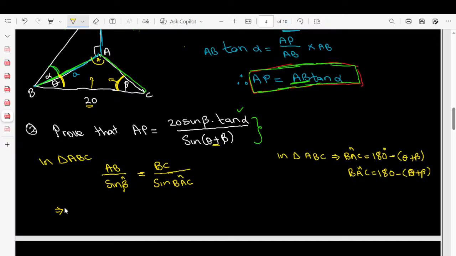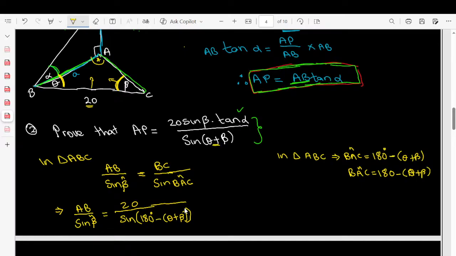All right, so look at this now. This is nice. I know that AB is what I'm looking for, and then I'm just going to write this as AB over the sine of angle beta is equal to BC, which is given as 20, divided by the sine of that angle, which is 180 degrees minus, inside the bracket, theta plus alpha. I hope everything is good so far, né? I hope no one is lost. We just calculated the angle and we substituted the angle.